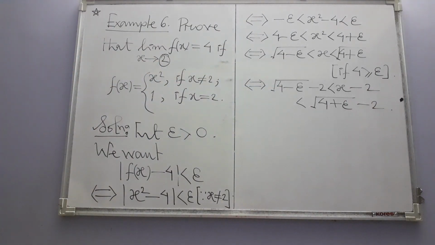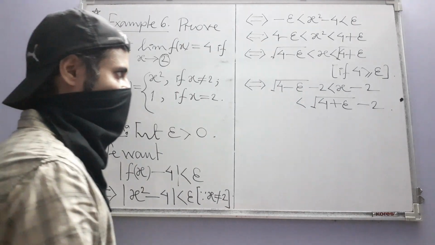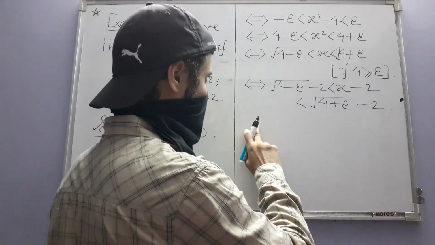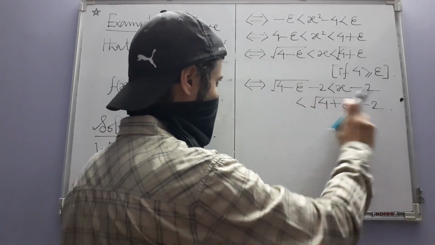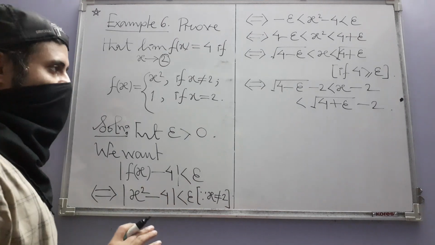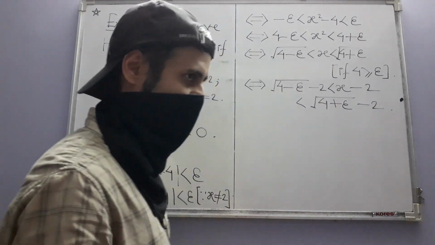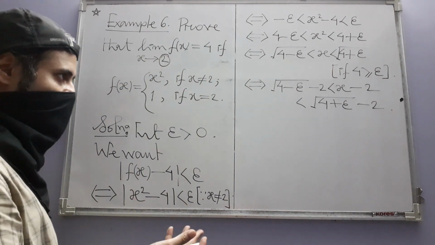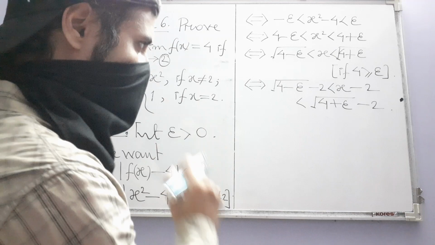Now, according to our rule for choosing delta from that previous example, we need to choose the minimum of the absolute value of this and the absolute value of this. However, due to the present situation, we can decide what the signs of these numbers are. Okay, and as a result, we can get rid of absolute values like this.